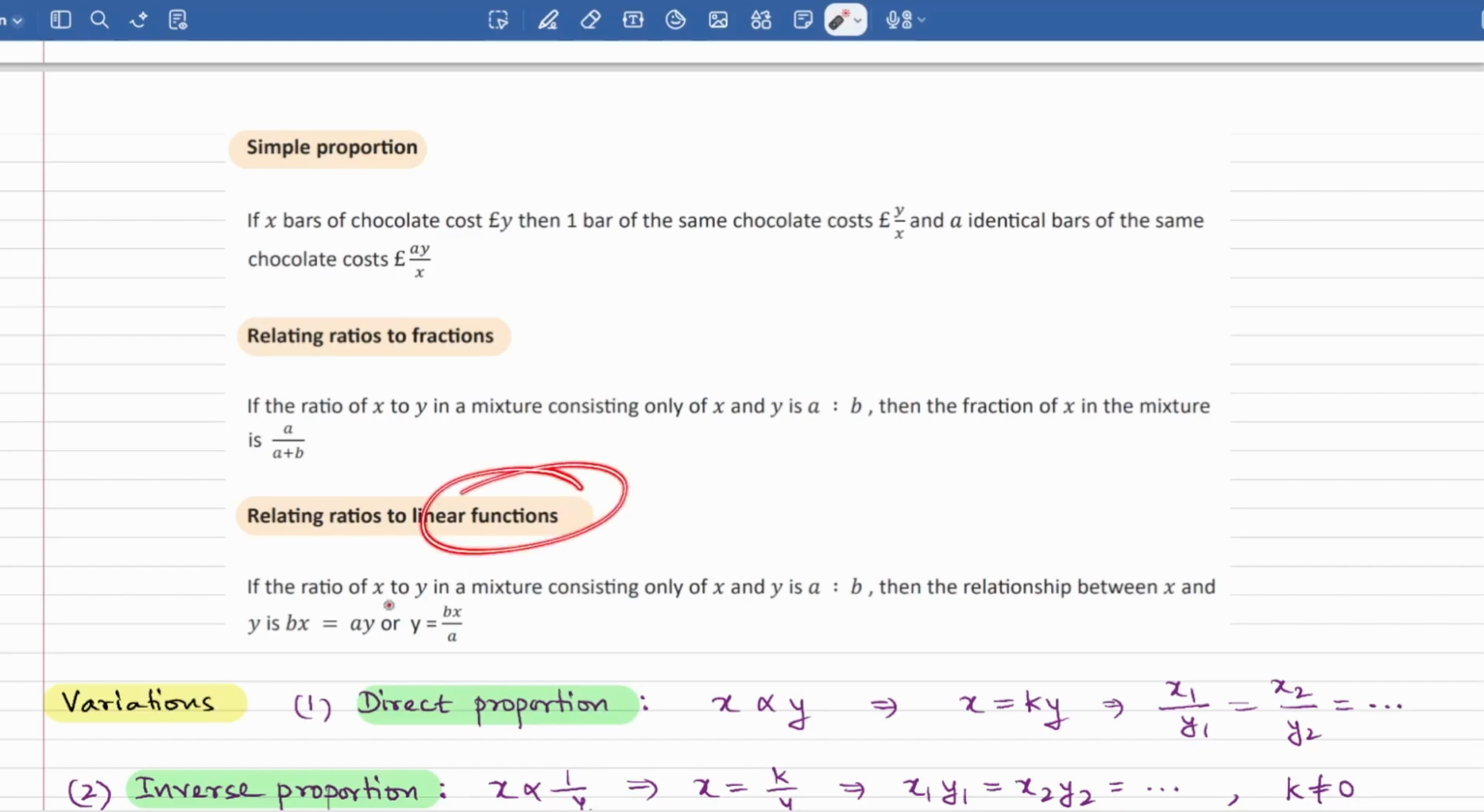Relating ratios to linear functions. If the ratio of X is to Y in a mixture consisting of only X and Y is A is to B, then the relationship between X and Y is Bx is equal to AY, or Y is equal to Bx by A. Y is equal to Bx by A is a straight line from the origin. If you plot ratios as linear functions, you will mostly get a straight line passing through the origin unless there is an initial value that you have to take care of.